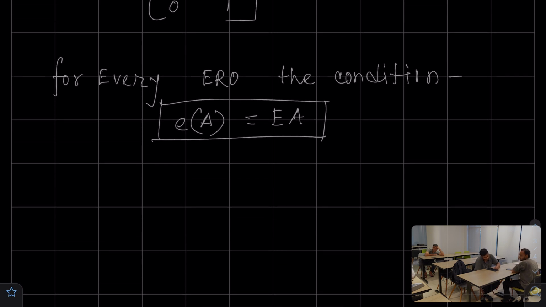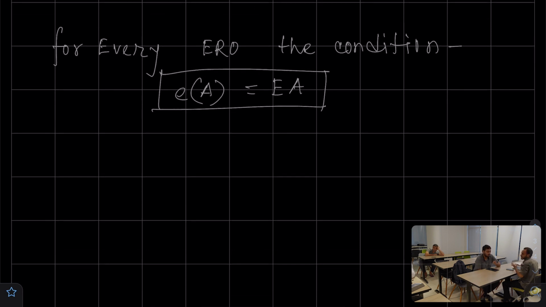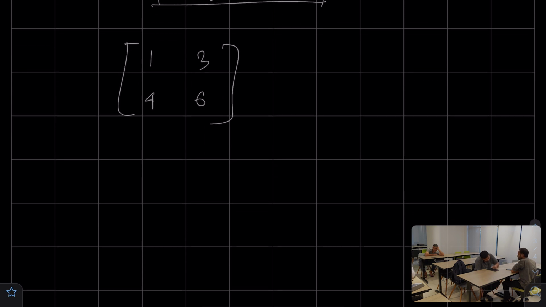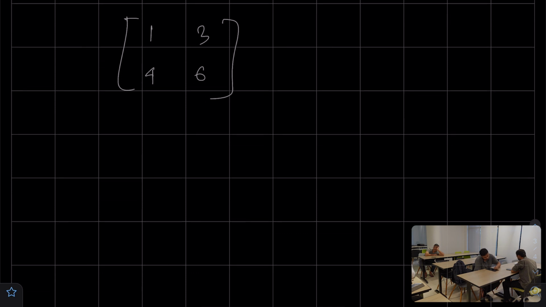So why does this hold? We can simply give an example. Let us consider A is a 2 cross 2 matrix, let's say 1, 3 and 4, 6. If I perform a single ERO on this matrix, let's consider multiplying it, the first type of ERO, with a number C, an entry coming from the field, then this will be C, 3C, 4, 6, right?